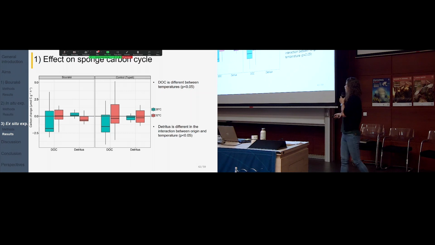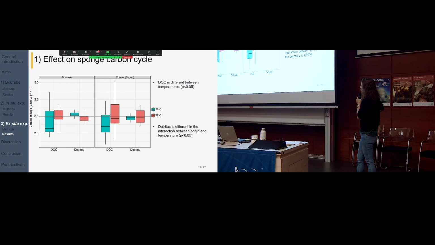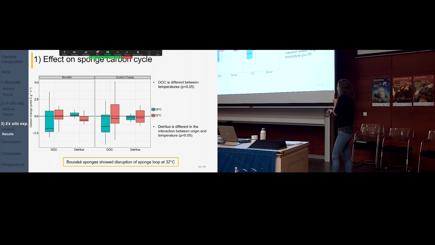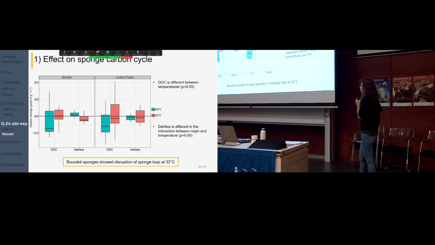If we look into the second step of the sponge loop, that is the detritus production, we can see the sponge loop pathway for the Boracay sponges at 28 degrees and the control sponges at 32 degrees. So here, again, the second step of the sponge loop was broken at 32 degrees, so we found the same results that we found in situ.